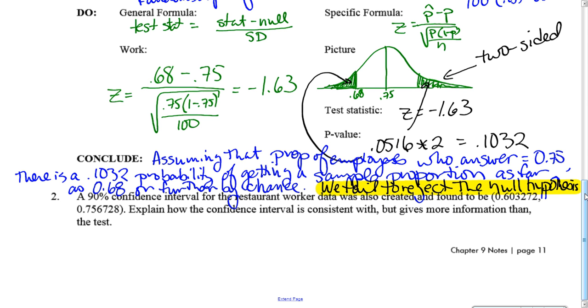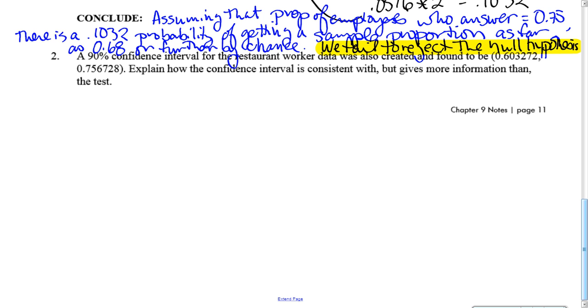If that wasn't the case, then we're stuck. Okay. So, because I like you guys.